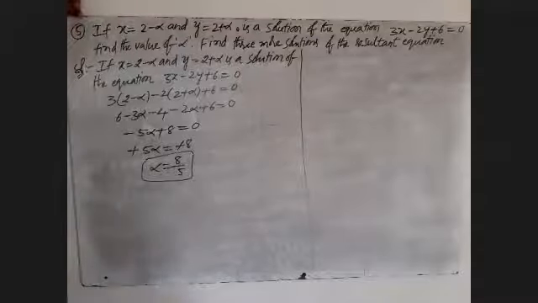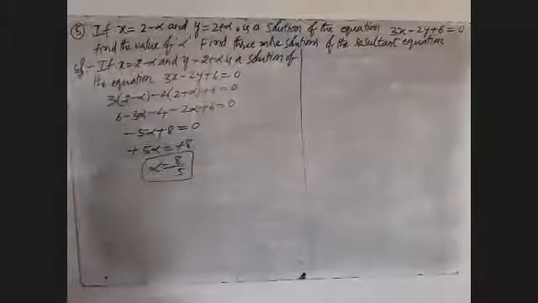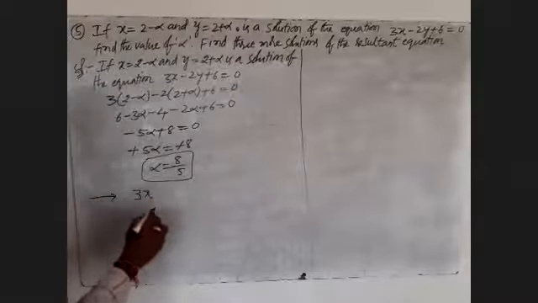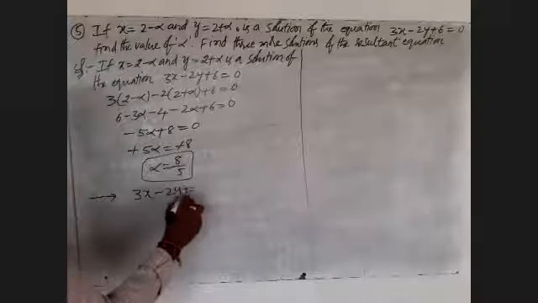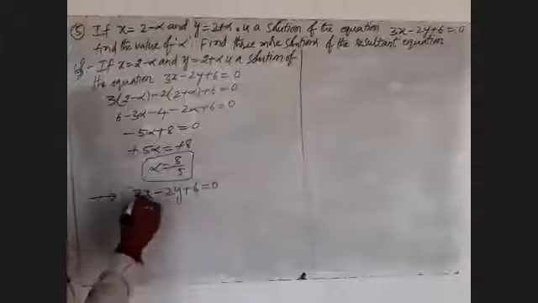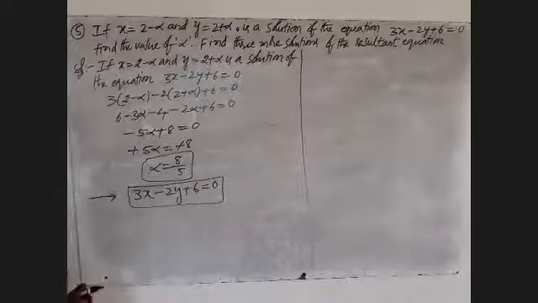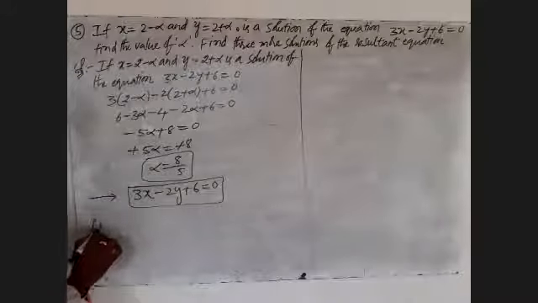By this problem, find three more solutions of the resultant equation. First, I will write the given equation, that is 3x minus 2y plus 6 is equal to 0. This is the given equation. We will take three more solutions of the given equation.